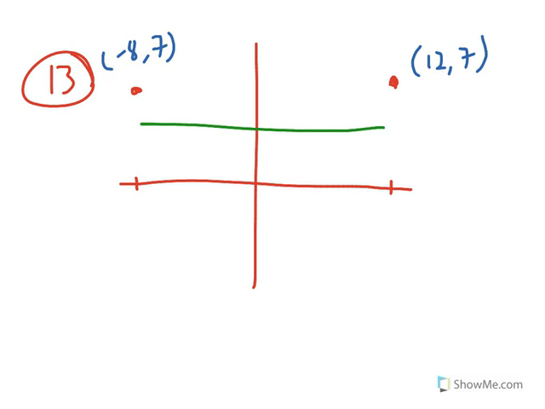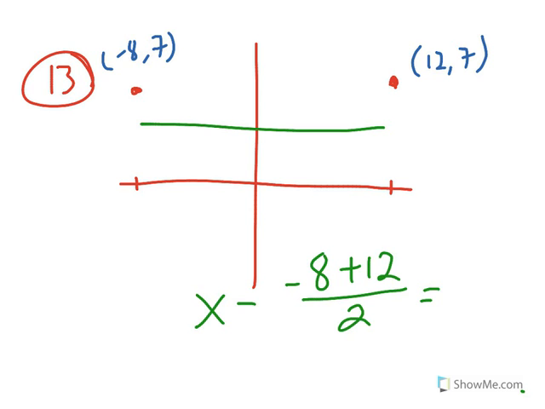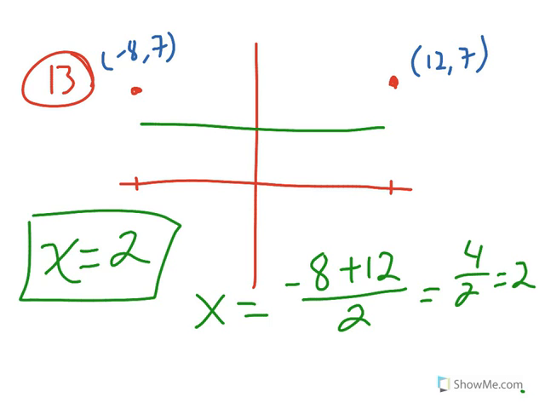To find the midpoint, all I'm worried about are the x values. So I'm going to take negative 8, add 12 to it, and divide by 2. This is going to find where my axis is. So x is equal to this. So it's going to be x is equal to 4 divided by 2. So my axis of symmetry here is just going to be x is equal to 2. That is it.